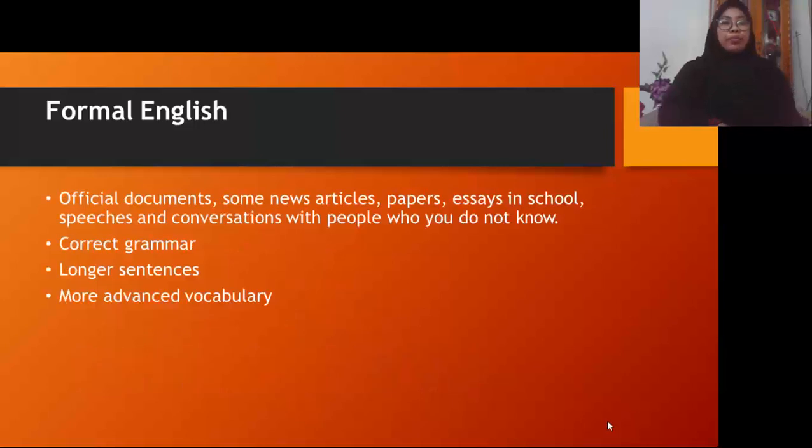Okay, let's see. If we talk about formal English, we can use it in our speaking, in our communication to others. In that case, the conditions and situations are more serious. For example, if you don't know the people well, you can use the formal language in your speaking.